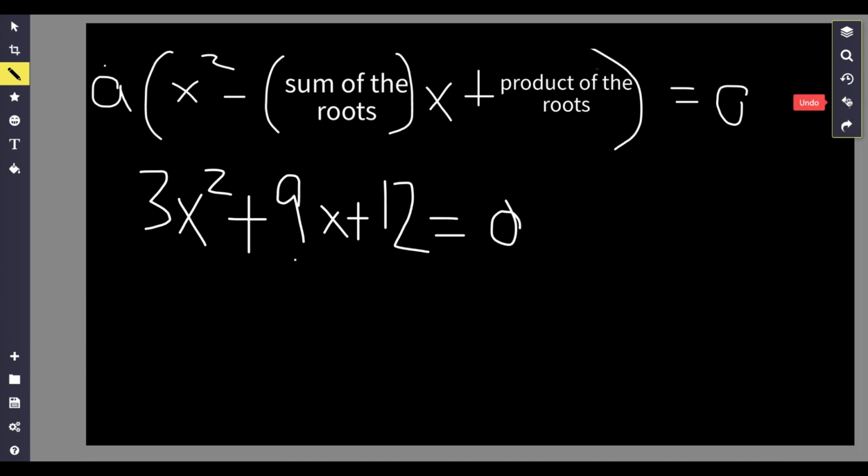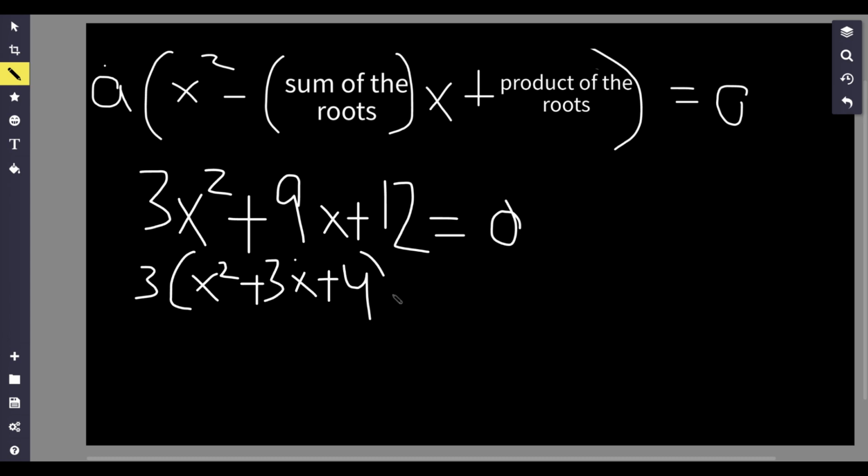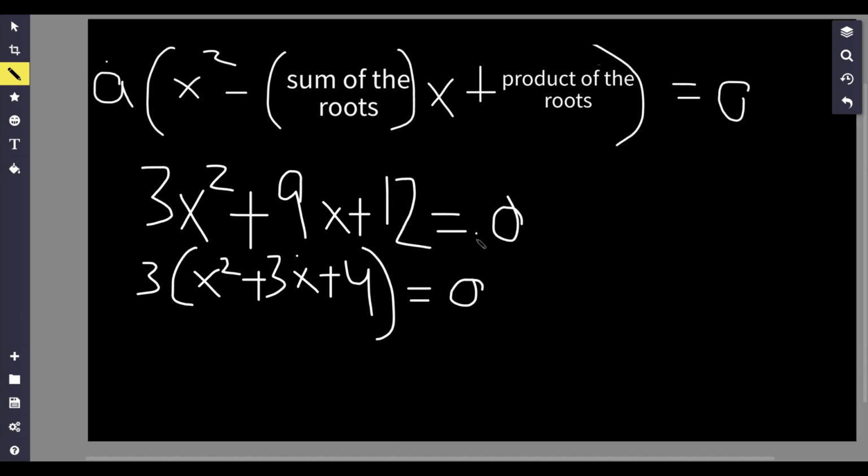If you want to find out the sum of the roots and the product of roots of this equation, what you can do is you first factor out the coefficient of your x squared term. So you take out a 3 from all of these terms. So you have 3 times x squared plus 3x plus 4 equals 0. And now you can just use the formula, right? We know that the product of the roots, you notice how this part matches up with this last part. So the product of the roots is just going to be equal to 4, right?